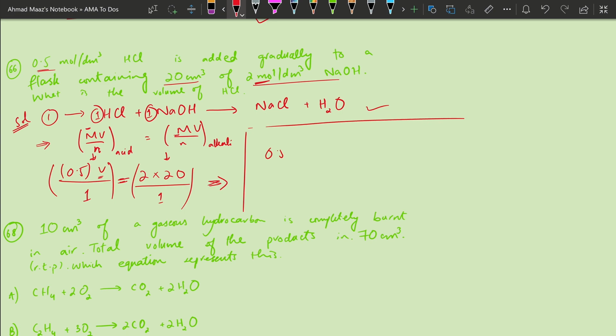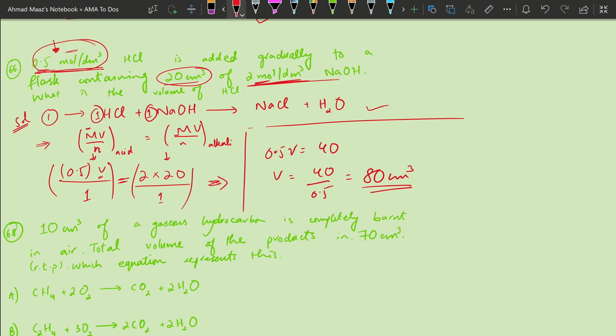So we can say 0.5 V equals 40. So V will be 40 upon 0.5, that will be 80 centimeters cube. This is the volume of acid that is needed. You can also see that this is 0.5 molar and this is 2 mole. The concentration is very high as compared to this. That is why only 20 centimeter cube of NaOH requires 80 centimeters cube of HCl, because this is a very less concentrated acid as compared to this 2 mole per decimeter cube alkali. Now let's move on.